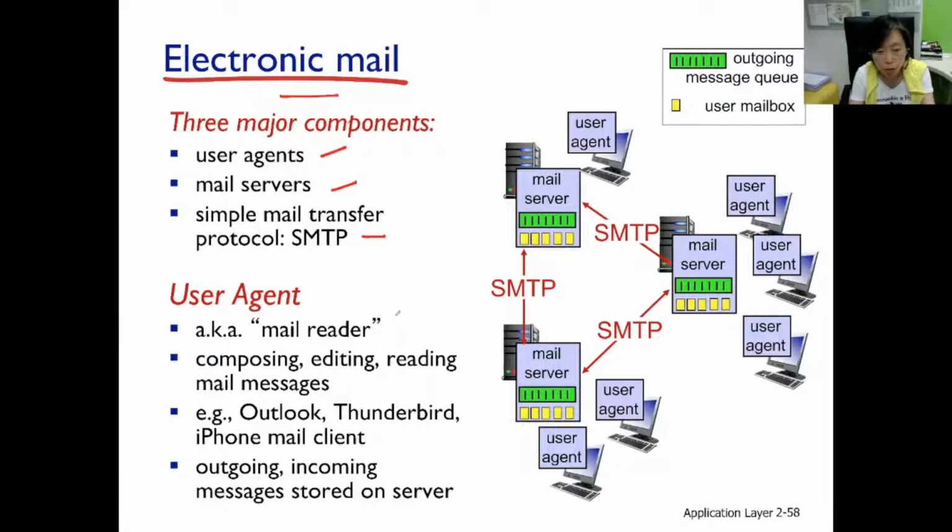Let's start from the user agent. They're essentially the email readers. They allow us to write email, edit email, read emails. Outlook from Microsoft is one mail reader that's very well known. Thunderbird, I don't know if you know about this one. This is from Mozilla, the company that also produces Firefox, a very well-known web browser.